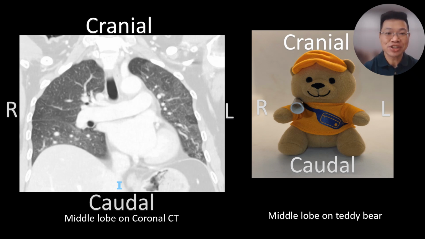Using my daughter's trusty teddy bear again, I would like to illustrate why flipping the coronal CT horizontally will mimic the bronchoscopic view. The original right middle lobe coronal CT image is on the left, and the teddy bear on the right is demonstrating the middle lobe airways, as indicated by the laser pointer.